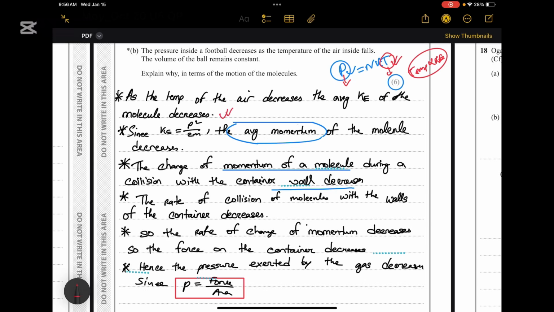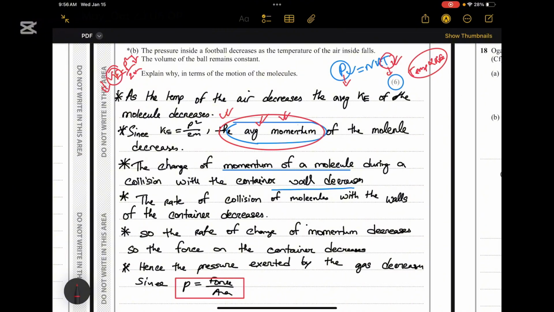As the temperature of the air decreases, the average kinetic energy of the molecules decreases. And we know when the kinetic energy decreases, kinetic energy should always be linked with the p squared by 2m formula. So when the kinetic energy decreases, the average momentum of the molecule will also decrease. This is the part. That means the kinetic energy decreases, the average momentum of the molecule is decreasing.